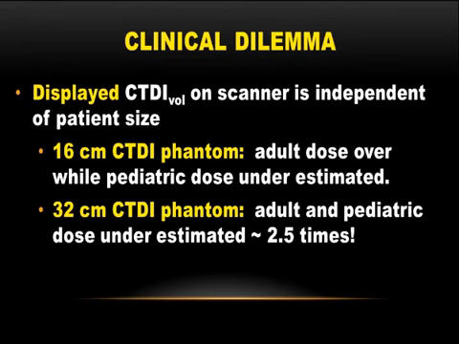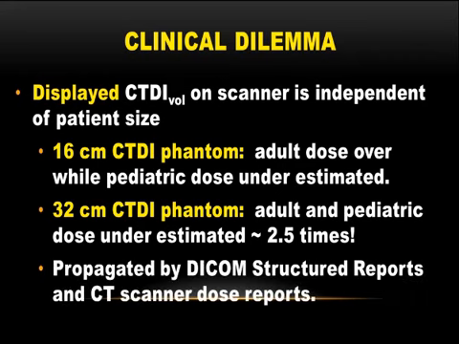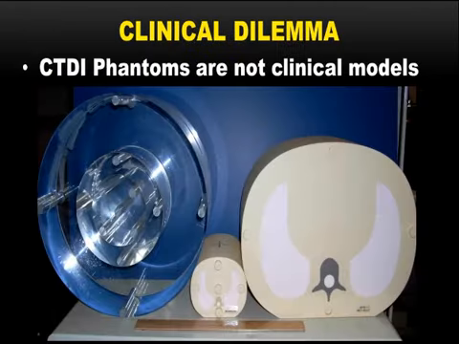If the scanner used the 32 centimeter CTDI phantom, both the adult and the pediatric dose will be underestimated. And for the smallest pediatric patients, that underestimation is going to be by a factor of 2.5. So it's a considerable, significant error. And of course, if we take the CTDI and the DLP from the DICOM structured reports and put it in the patient's medical record, what we're doing is simply transferring these systematic errors, and we're really not representing patient dose.